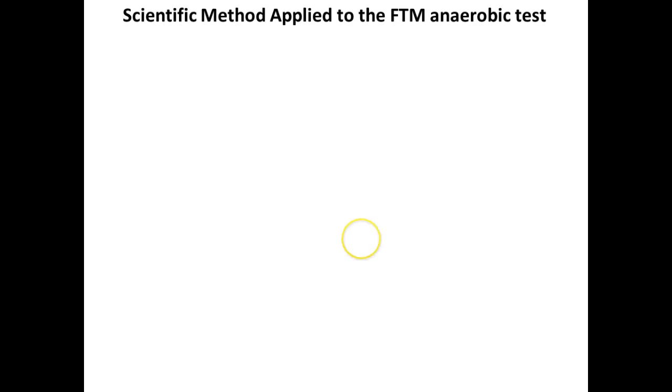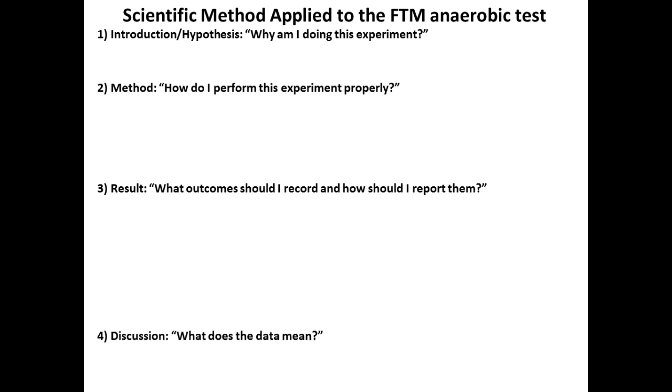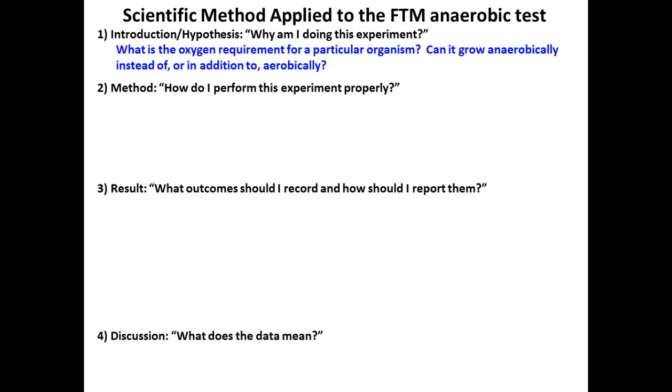So our scientific method for FTM tubes, right? What's our hypothesis? What experiment are we doing? What's the method that we're going to employ? Proper method, right? What are the outcomes? What should I record? How should I report them? And what does this data mean, right? So what is the oxygen requirement for our particular organism is our main question we're asking. Can it grow anaerobically instead of or in addition to aerobically?